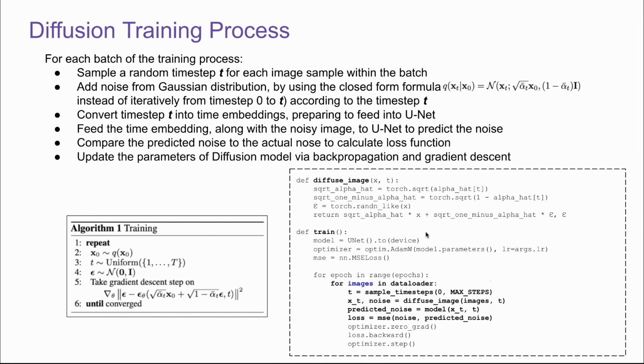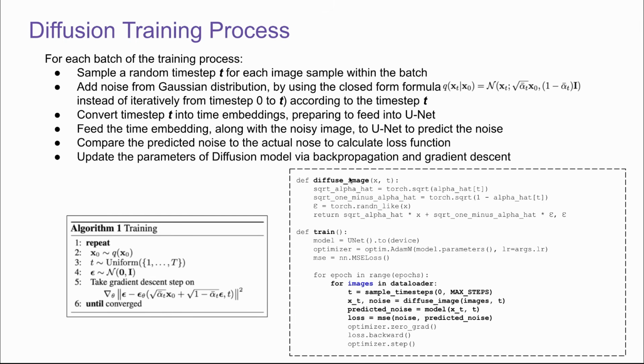This is a more detailed PyTorch code. This function is the main function. First we use UNet, and then we use Adam to do gradient descent, and the loss function is just MSE loss. So for each original image in the data, first we sample the time step, and then we call this diffuse image to get x_t and the forward diffusion process noise.